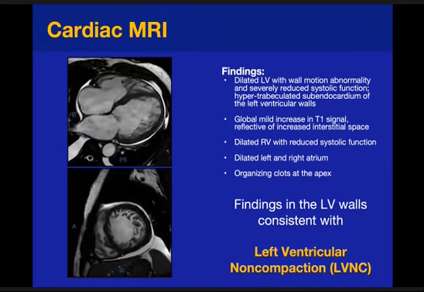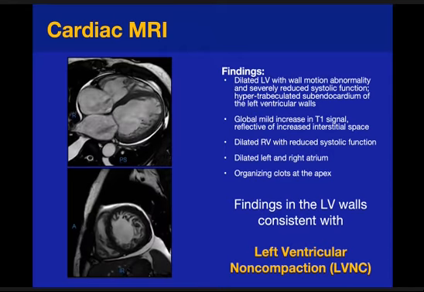Also in this patient, we saw global mild increase in T1 signals. However, there was no corresponding late gadolinium enhancement, so this may possibly reflect increased interstitial space. We also had dilated right ventricle and left and right atrium, and findings of organizing clots at the apex.